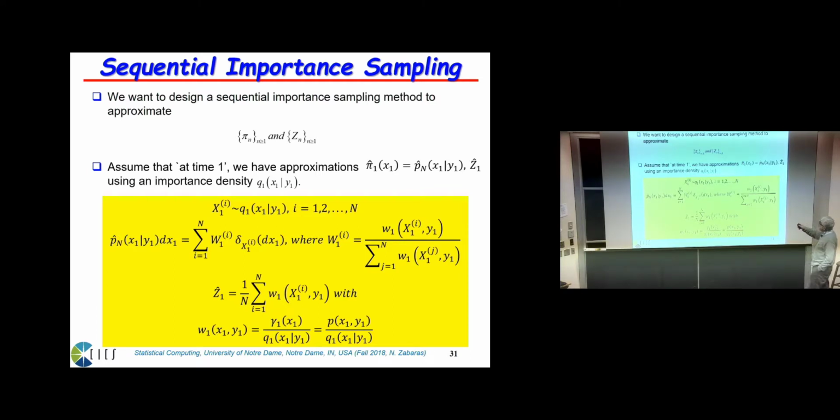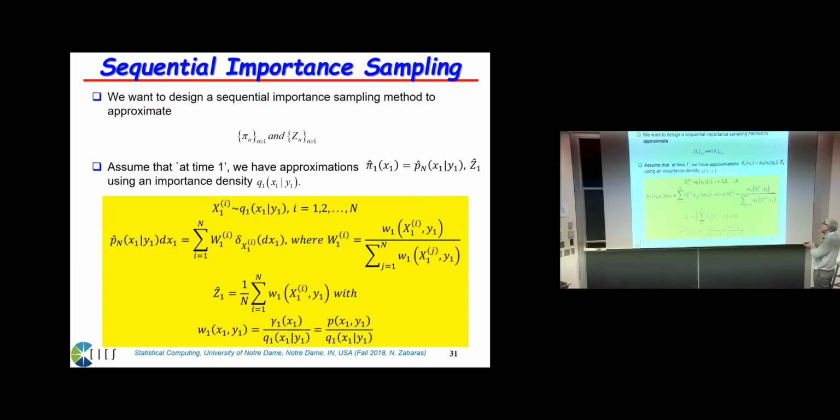And remember, at time 1, we have x1 and y1. So x1 is the state, y1 is the measurement, right? So this is the true posterior. We need to get an approximation of this distribution, P of x1 given y1. And we're going to take n samples, but the samples are going to come from this importance sampling distribution Q.